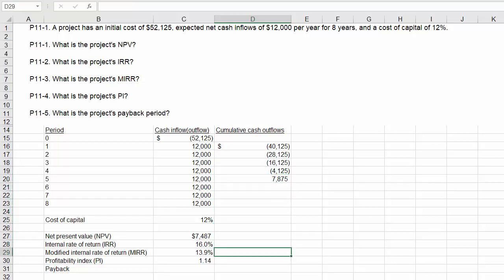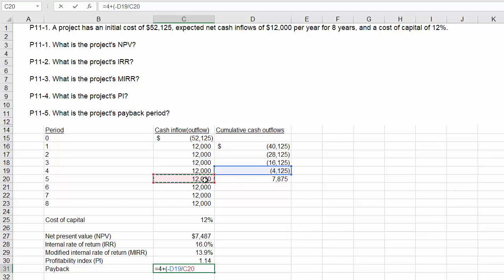So how could we calculate that? Well, we could say it's equal to 4 years plus a portion of a year. And how we would do the portion of the year is you would take the 4,125 as an absolute dollar value and divide it by the next year's cash flow. You get a partial year amount. It comes up to be 4.34. Okay, I'll hit the F2 so you can see how I did that. I just took the percentage of the year that 4,125 would be over the next year's cash flow.